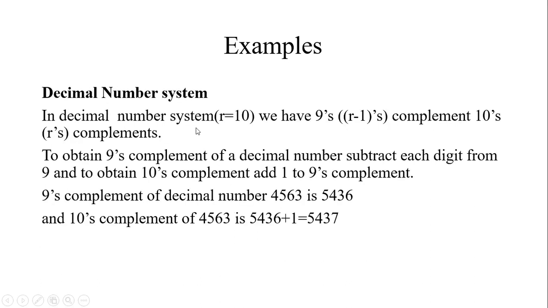Decimal number system. In decimal number system, r is equal to 10. So we have 9's complement, r minus 1's complement, diminished radix complement, and 10's complement, r's complement, or radix complement. To obtain 9's complement of a decimal number, subtract each digit from 9, and to obtain 10's complement, add 1 to the 9's complement. 9's complement of decimal number, for example, this 4563 is 5436. 9 minus 3 is 6. 9 minus 6 is 3. 9 minus 5 is 4, and 9 minus 4 is 5.